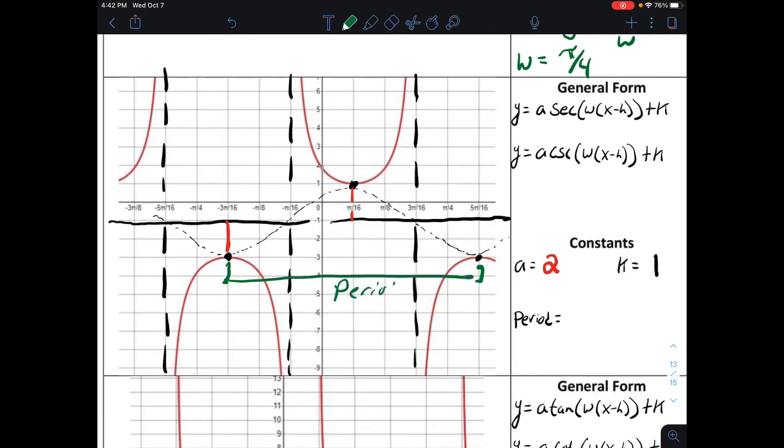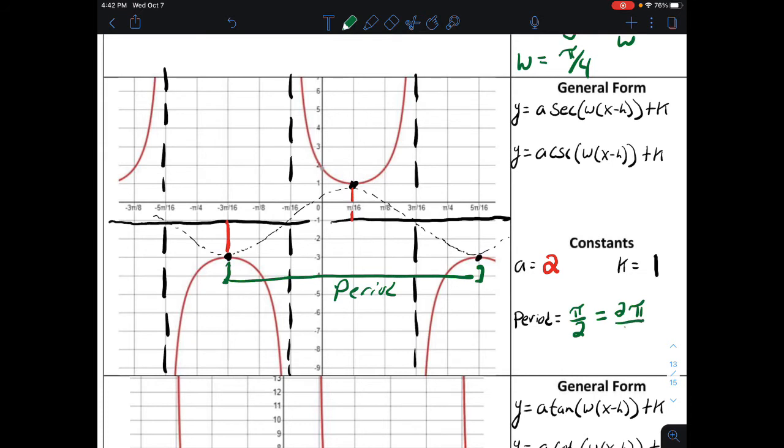That would give me my period. Well, start to finish, we end up with 8 pi over 16 or pi over 2. Now, just like sine or cosine, the period of secant or cosecant should have been 2 pi, but I applied some kind of stretch or shrink factor to it. That's what our W is.